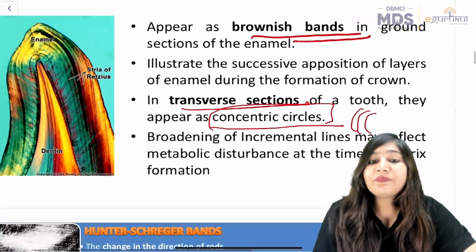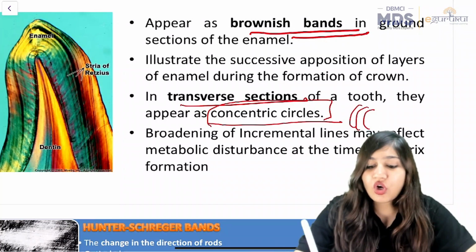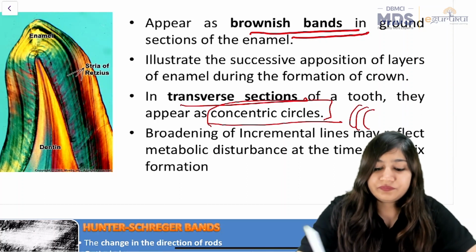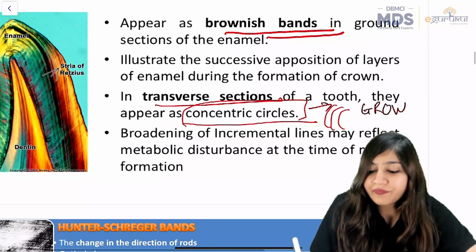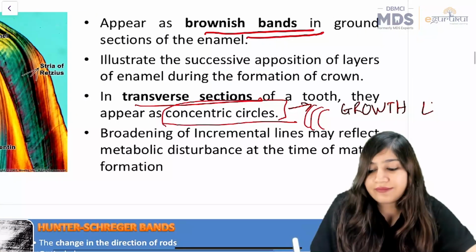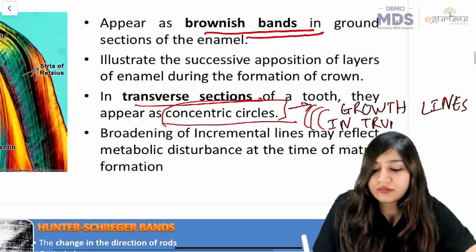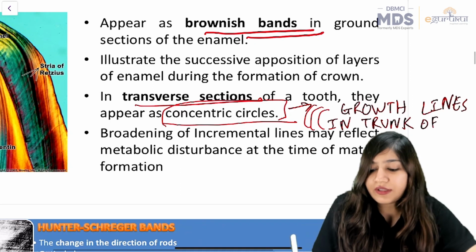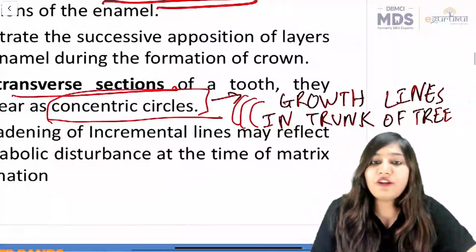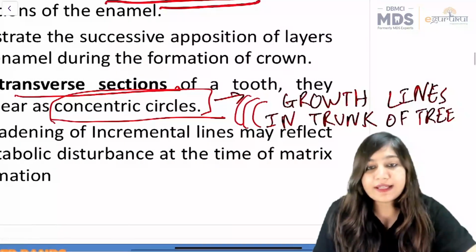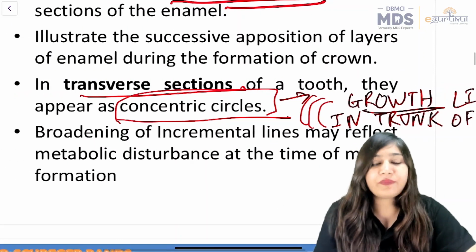These circles resemble what? Growth lines in trunk of tree. These concentric circles mainly represent growth lines seen in the trunk of tree.